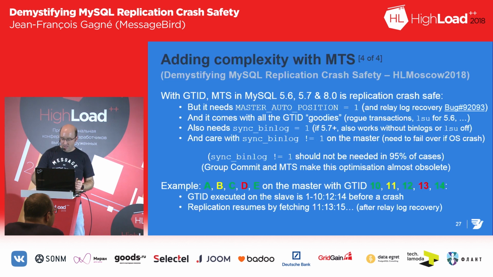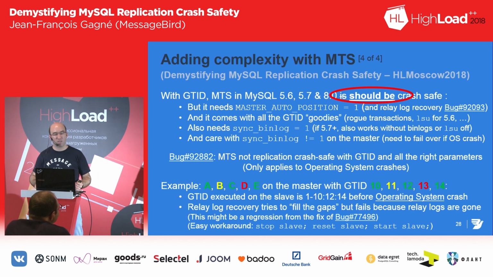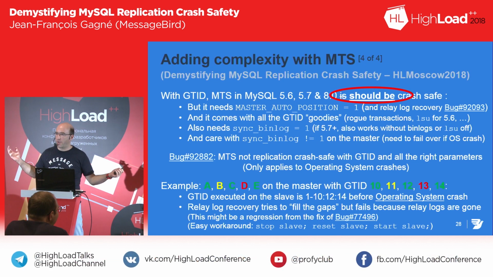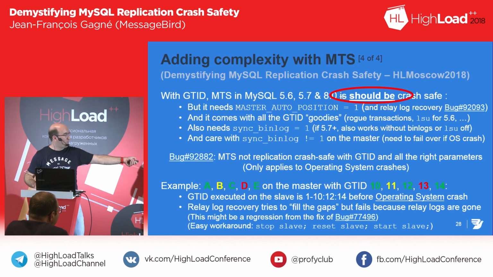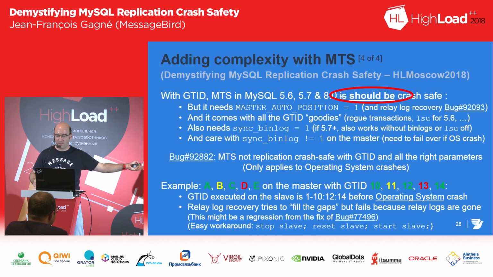But this is the theory. In practice, it doesn't work, and this is a very recent bug that I opened 2 weeks ago. This is a regression of this bug, because at this point, relay log recovery on the slave is trying to fill the gaps and the relay logs are gone. There's a very easy fix: stop slave, reset slave, start slave. It will fix this situation because the slave forgets about the gap and goes back to full GTID negotiation. This workaround works well, but Oracle should fix this bug.